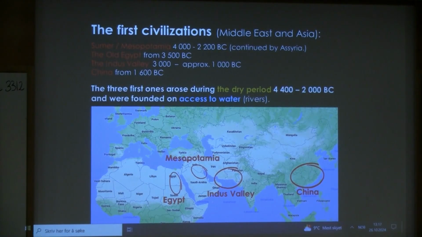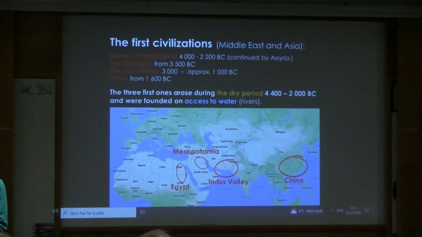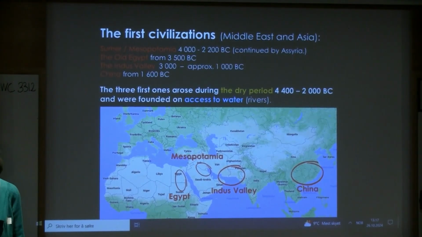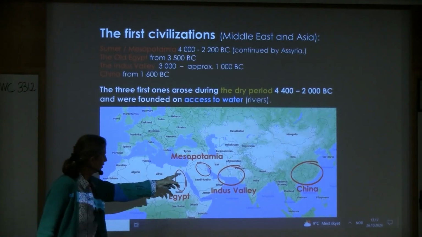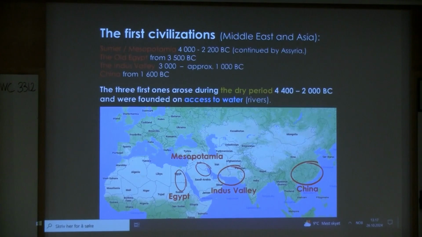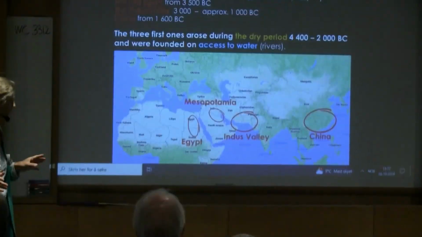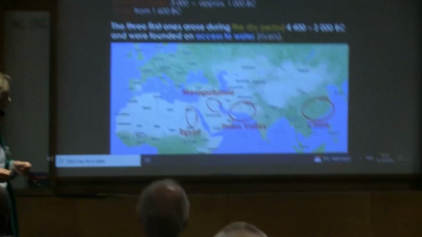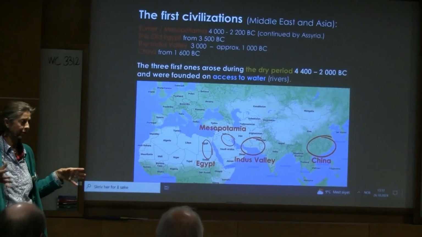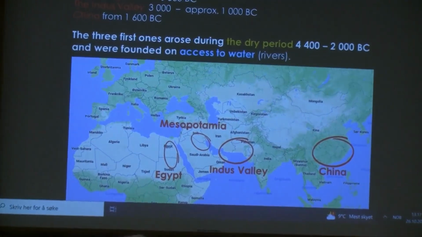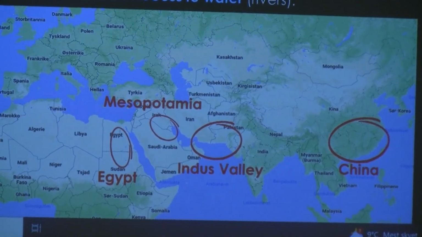So where did the first civilizations appear? The first one started about 4000 BC in Sumer and Mesopotamia, which you see here in the middle. And the next one was Old Egypt, 3500 BC. Then came the Indus Valley in now Pakistan, also about 3000 BC, and finally China from 1600 BC. And the three first ones actually happened more or less on the same basis as the Egyptian one, because the historians think that when it started to get drier, people were concentrated in some areas. For instance, around the rivers in Mesopotamia, in India, and later on in China.